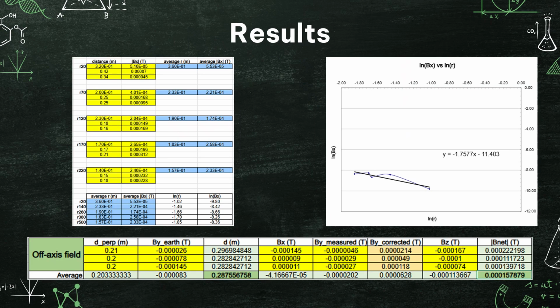Now we put these results into an Excel file, which is all of this. So on the left side, top left, we can see the different distances and the different magnetic fields measured at these distances. And then the natural log of these values was then put into the graph seen on the right. And then at the bottom, you can see the distances, and what's really important is the far right, the net magnetic field, which will be compared to the computational model eventually in this lab.